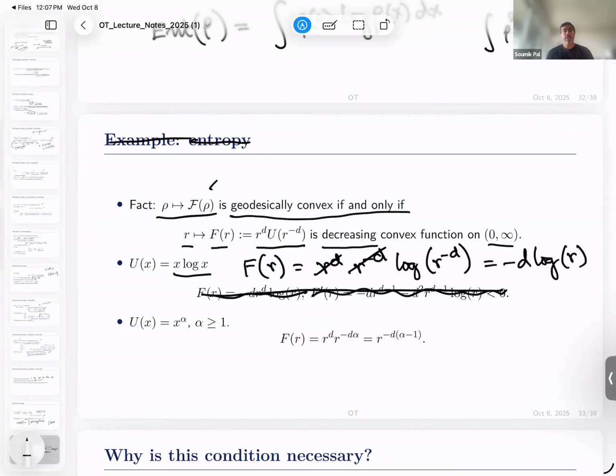Now, log r is a concave function. So minus log r is a convex function. The convexity is fine. Log is an increasing function. So minus log is a decreasing function. The decreasing convex function is fine. And therefore, entropy is geodesically convex.